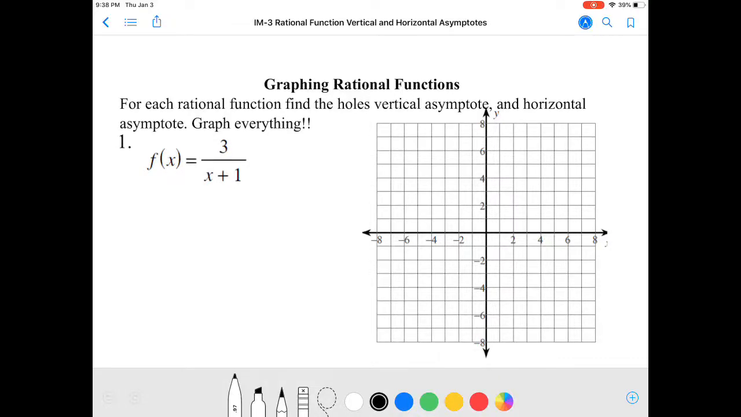Today we're just going to continue our work with vertical and horizontal asymptotes. I want you guys to get some more practice on this before we go into the weekend.